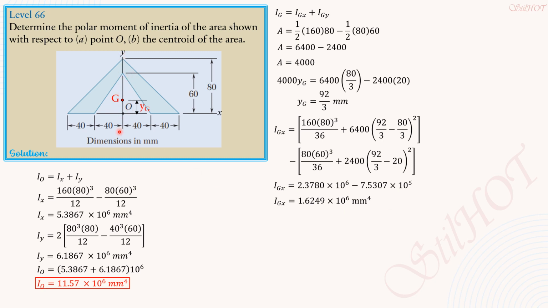IGy, on the other hand, happens to be the Iy also, because the centroid passes through the y-axis. So IGy is the same as 6.1867 times 10 to the 6. So IG is the quantity 1.6249 plus 6.1867 times 10 to the 6. So IG is equal to 7.812 times 10 to the 6.